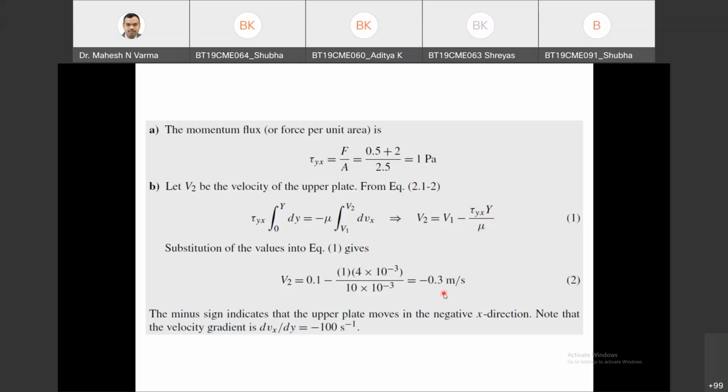Minus 0.3, the minus sign indicates the velocity is in the negative direction. So you can see this dvx by dy is minus 100 second inverse. This will be the velocity gradient.